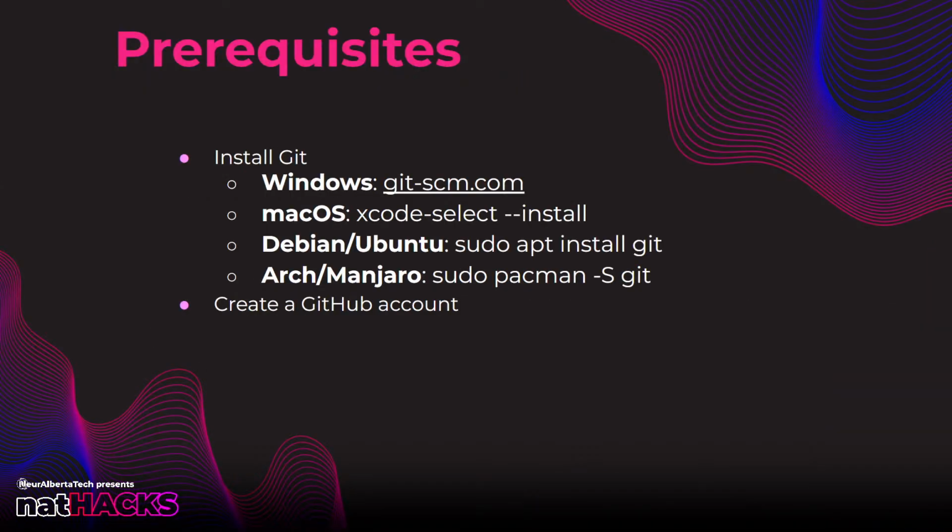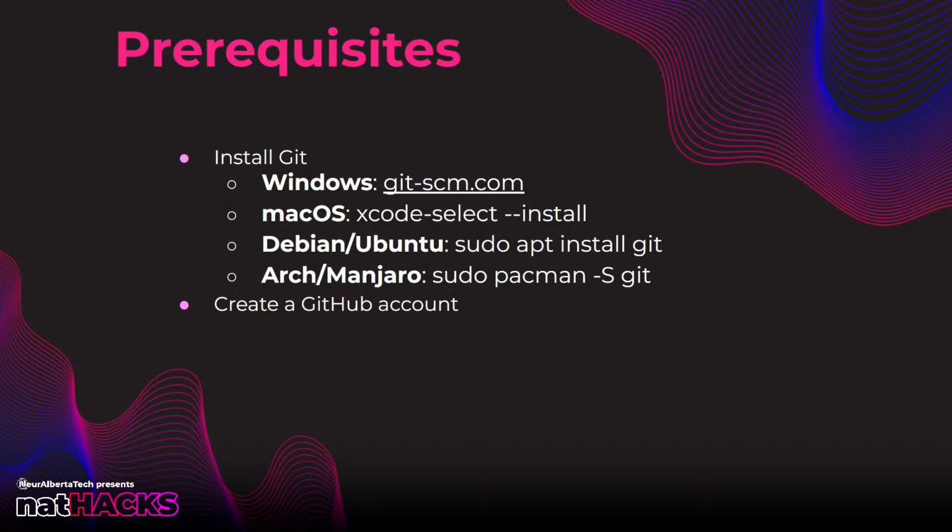All right, prerequisites for this workshop. If you are on Windows, go to git-scm.com to download Git from there. If you are on Mac OS, there's an Xcode command. If you're on a Debian or Ubuntu machine, you can do sudo apt install git. That one will also work if you're on WSL on the Ubuntu version. And if you're on Arch or Manjaro, sudo pacman -S git will also work.